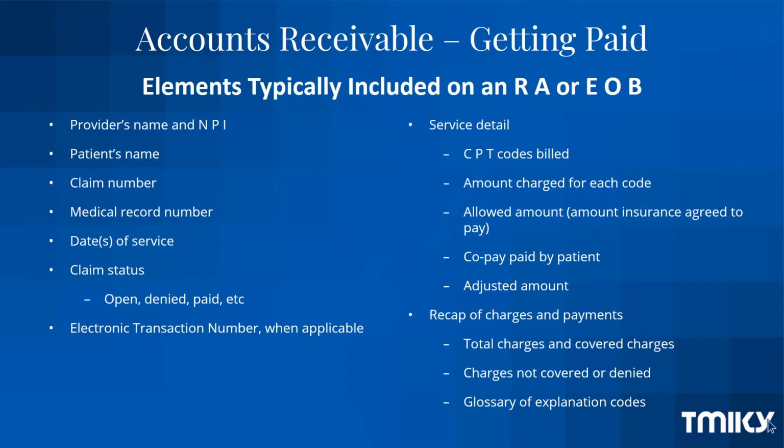Elements typically included on an RA or EOB also include a recap of charges and payments, such as the total charges and covered charges, the charges not covered or denied, and a glossary of explanation codes.